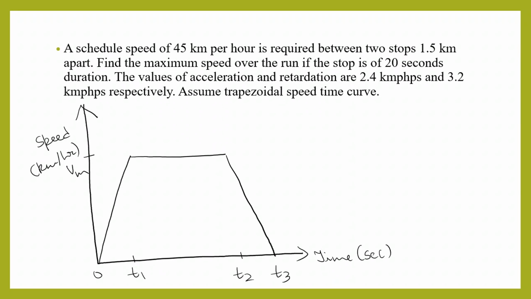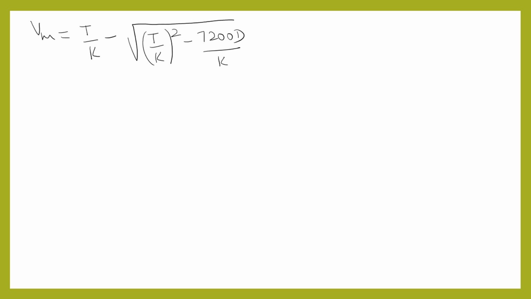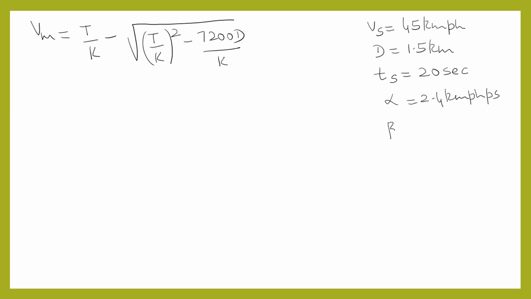So we have the equation for the maximum speed or crest speed. Vm equal to t by k minus square root of (t by k) square minus 7200 d by k. So the data given is schedule speed equal to 45 km per hour. The distance between stops is 1.5 kilometer. The time of stop is 20 seconds. The acceleration value is 2.4 kilometer per hour per second. Retardation value is 3.2 kilometer per hour per second.